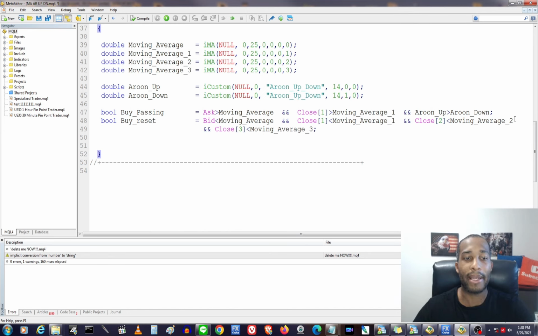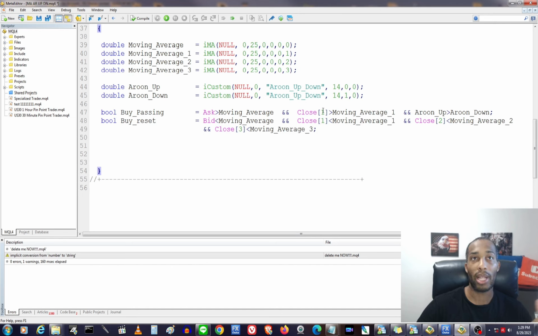And this is going to basically, instead of us always entering a trade after trade after trade, we're going to have a condition in this bool statement that's going to allow us to wait for the next entry, so we're not always triggered into a trade back to back to back. We're going to call it buy reset, and if the bid is less than the moving average and the close of one candle back is less than moving average 1 and candle 2 and candle 3, then it's going to reset our settings, okay, to allow another trade to go in.